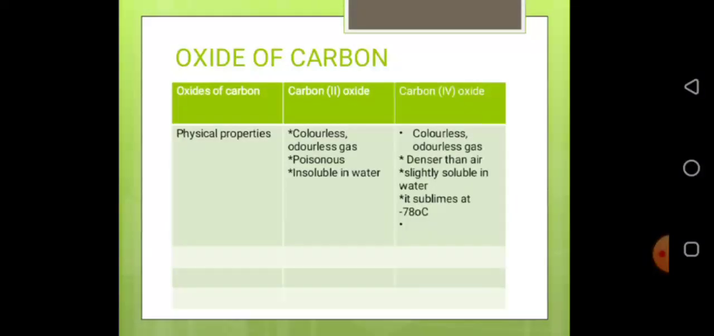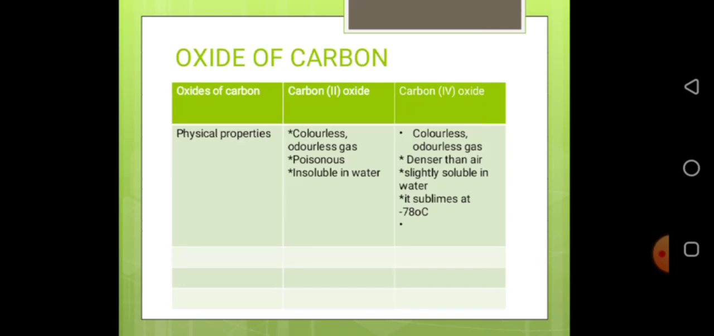So let's see the oxides of carbon. Let's see the physical properties. The oxides of carbon are carbon monoxide and carbon dioxide. Carbon monoxide is a colorless, odorless gas and is poisonous. It is insoluble in water. Carbon dioxide is also a colorless, odorless gas. It is denser than air and slightly soluble in water.